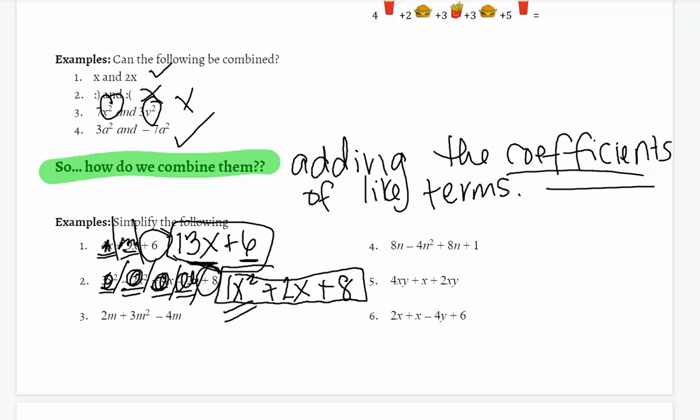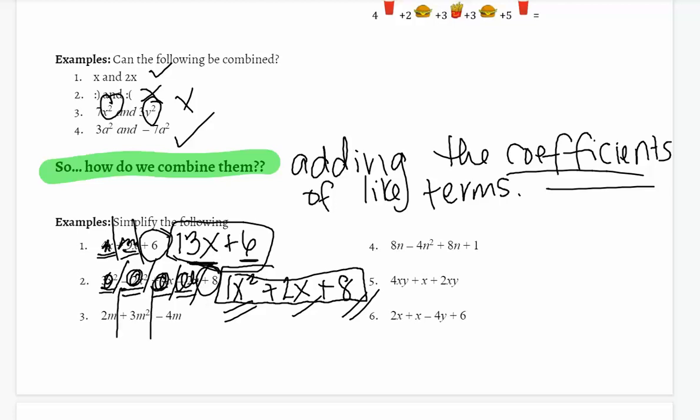I can't add x squared with x because they're not the same size. It's like saying small and medium. And I can't add 8 with anything else because there's no other one that has a variable. Order doesn't matter for right now. If you had rearranged that in a different pattern, that would have been fine. However, I just always work left to right.